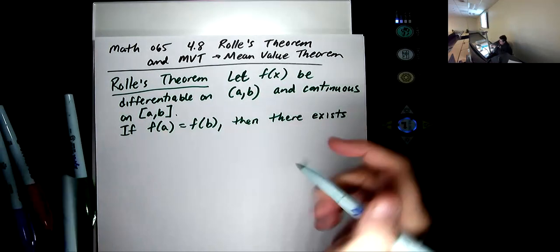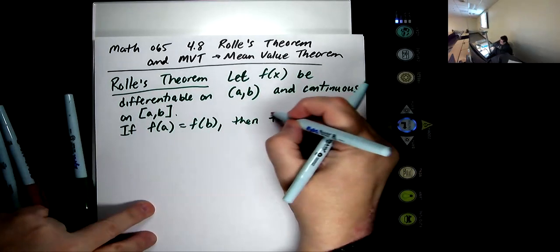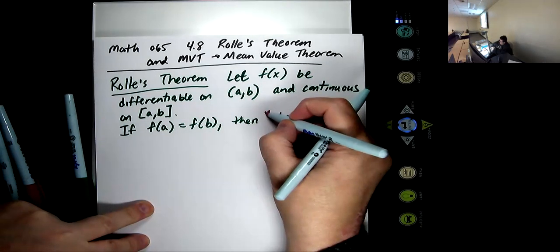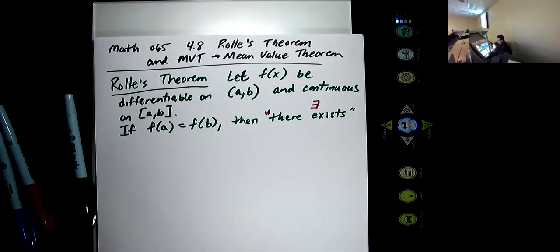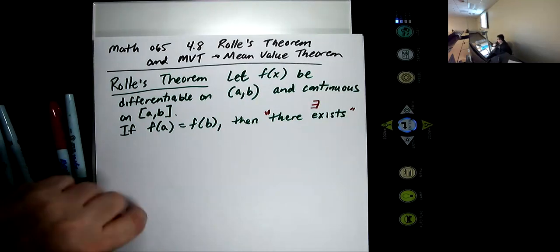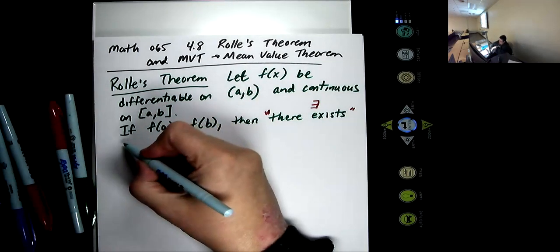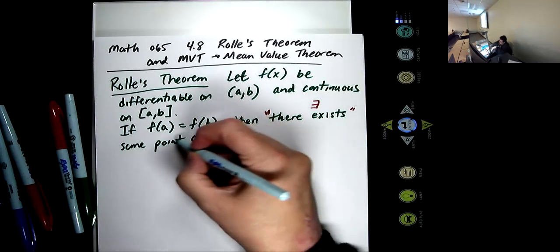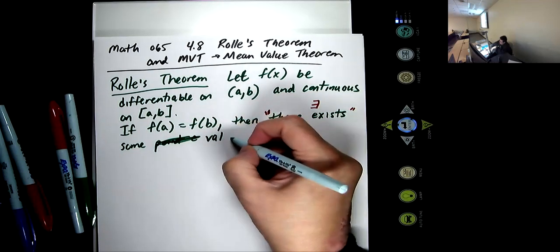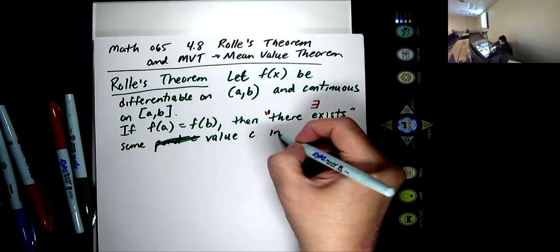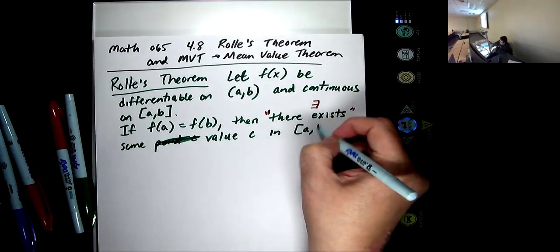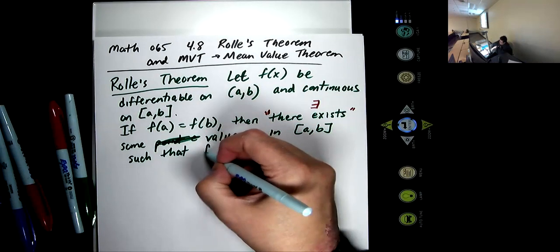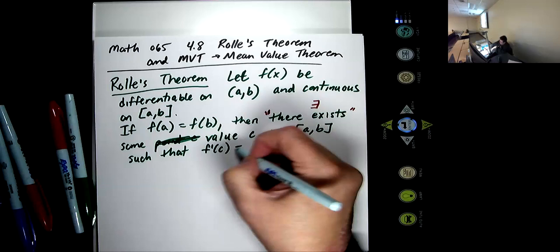And I'm going to use this "there exists" a bunch today. The mathematical symbol for there exists is a backwards capital E. Then there exists some point c, or some value c in (a, b), such that f prime of c equals 0.